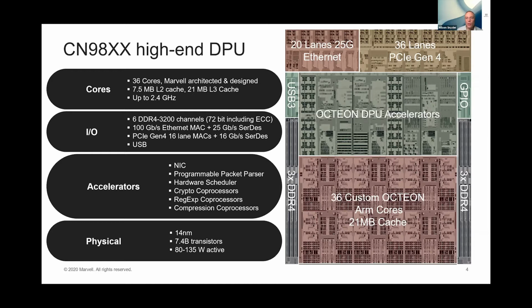In the middle, in sort of the green color here, we have our accelerators, which if you notice is a very large percentage of the die. This is one thing that makes this different from a dedicated CPU die. This is almost 1/3 of the die area on the chip. We have a network interface controller, deep packet inspection, packet processing, crypto acceleration, regular expression, coprocessors, compression. This chip is in a 14 nanometer process. We started this several years ago. It's about 7.5 billion transistors, and it runs between 80 and 130 or so watts, depending on the particular application.